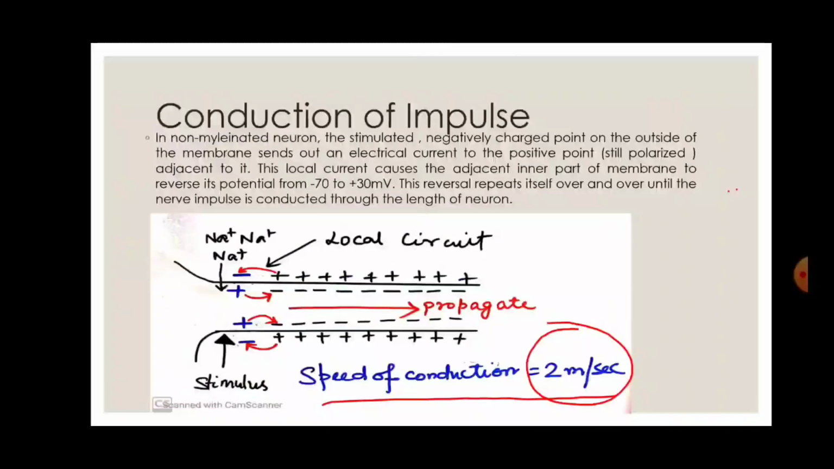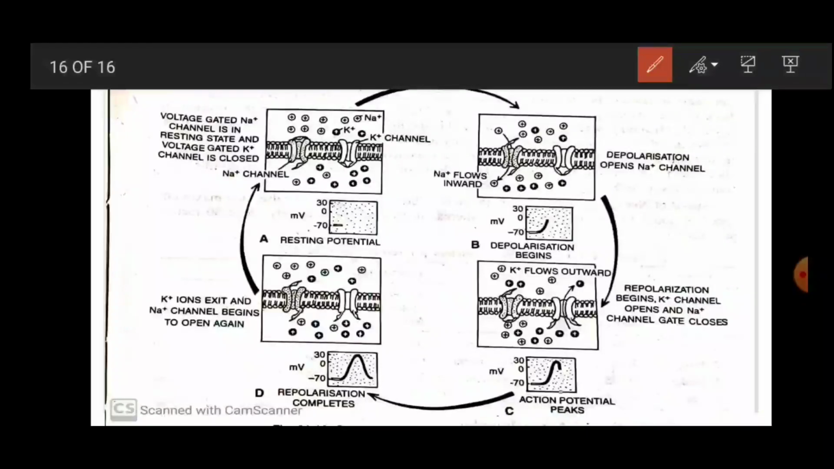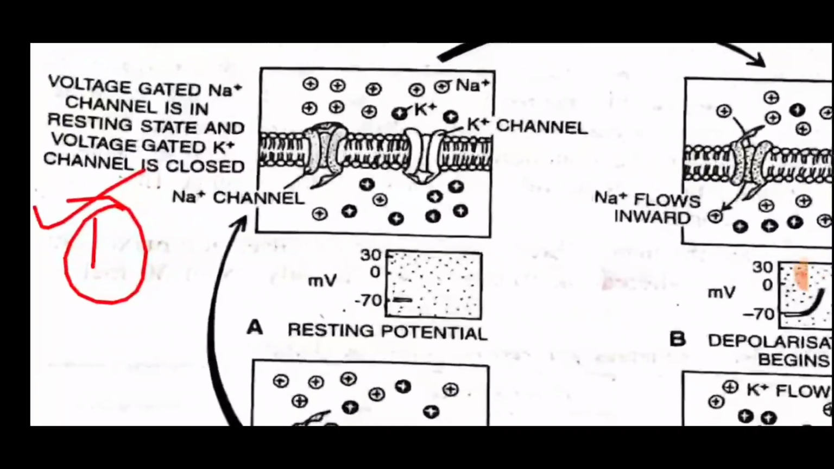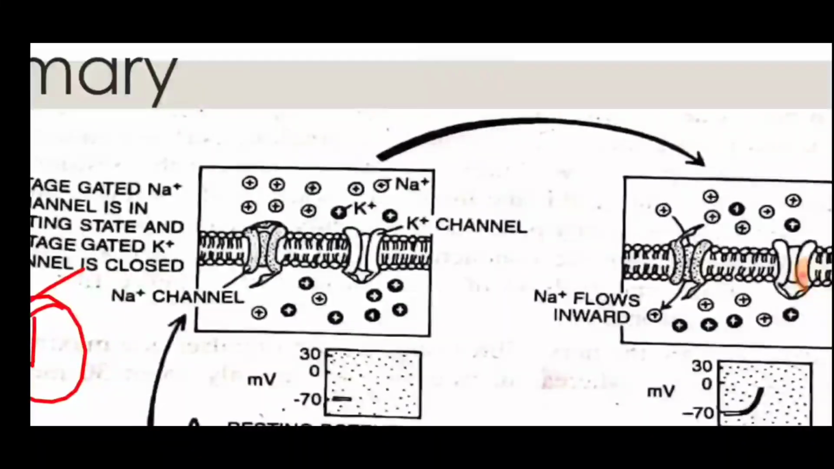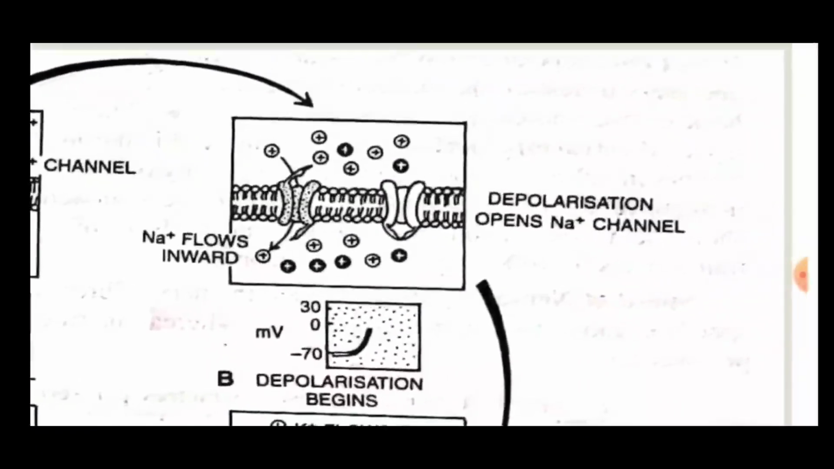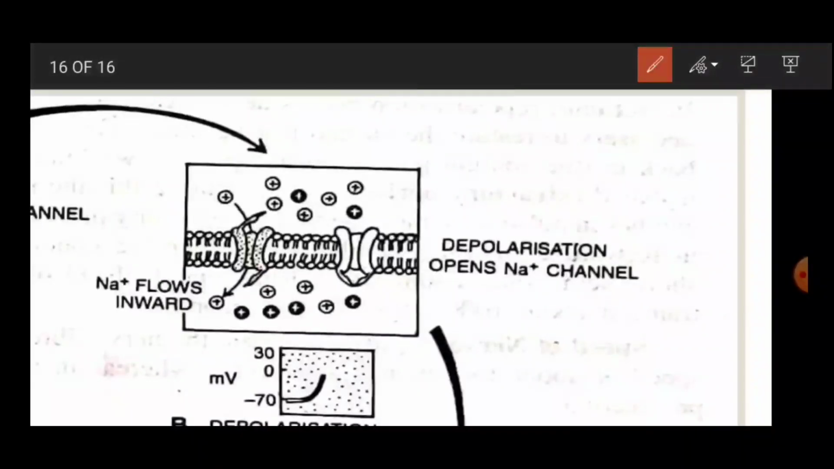In the next slide, this is a very good diagram which shows everything we have seen. In the first diagram, as you can see, the voltage gated sodium channel is in the resting stage and the voltage gated potassium channel is closed. Both the channels are closed at this point. Now once a stimulus is given, the sodium channel opens and sodium flows inwards.